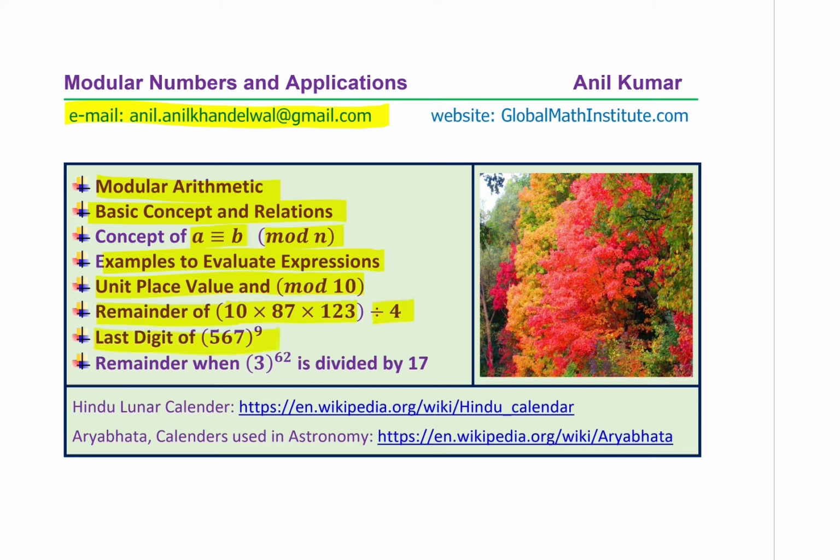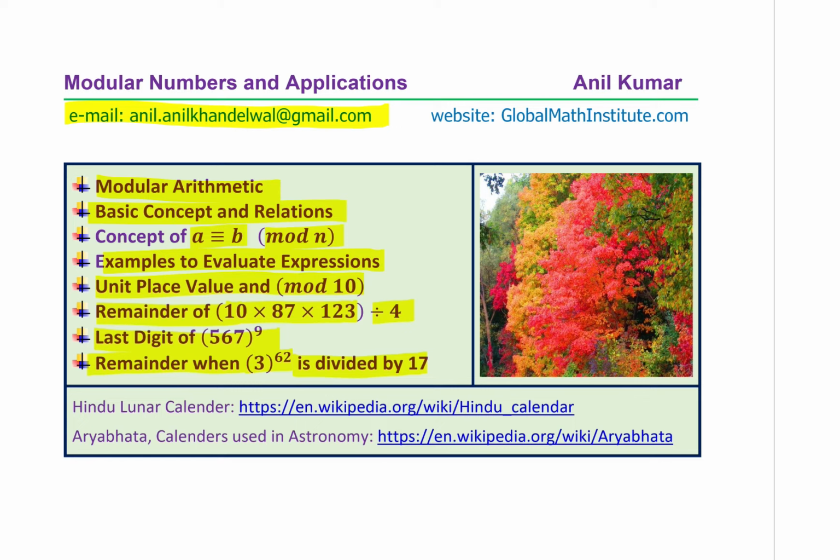We'll also figure out how to find the last digit of numbers like 567 to the power of 9. We'll also find the remainder when the exponents are pretty high. We'll take up 3 to the power of 62 and see what the remainder is when it is divided by 17. Well, in short, modular arithmetic deals with numbers which are kind of cyclic, right?